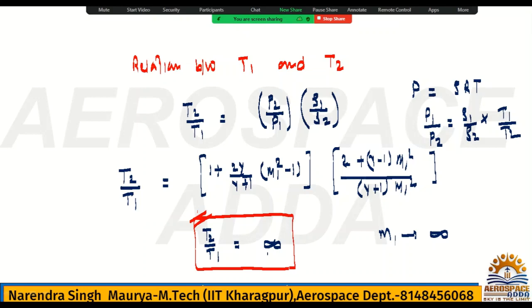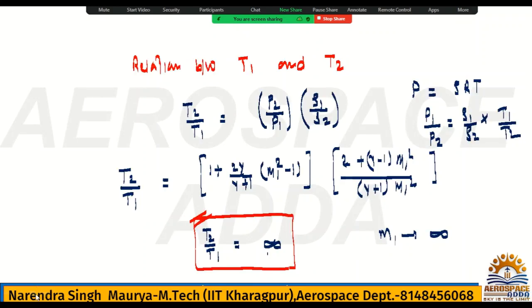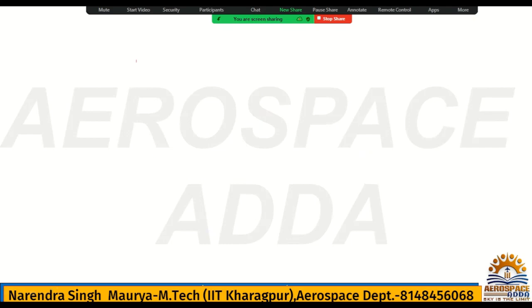Fine. So this one is done. Similarly, you can write the entropy also, that entropy, you know the basic formula. Okay, that basic formula you know what it is. It is the entropy relation. So the next relation we will develop, generate. This is called the relation between S1 and S2. What is S1 and S2? It is entropy.